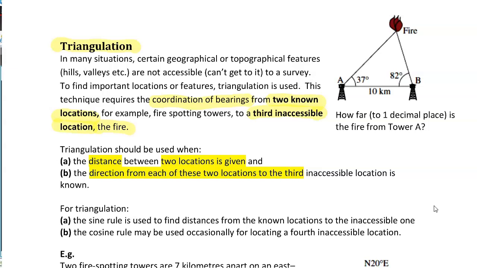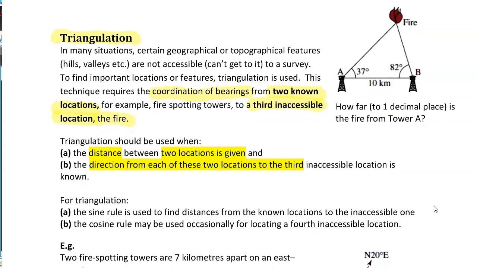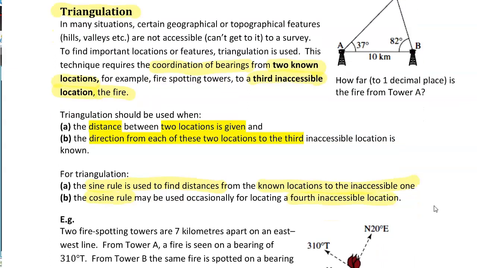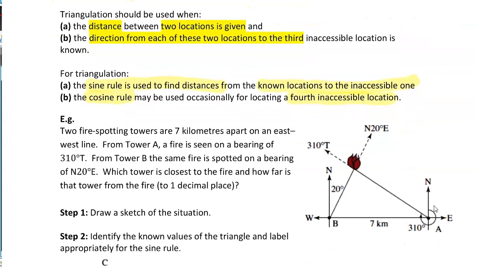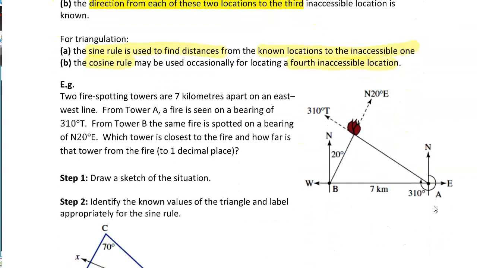Triangulation should be used when the distance between two locations is given and the direction from each of these two locations to a third inaccessible location is known. For triangulation, we often use the sine rule to find distances from the known location to the inaccessible one. We also use the cosine rule sometimes if we have to find another place. So let's have a look at some examples.